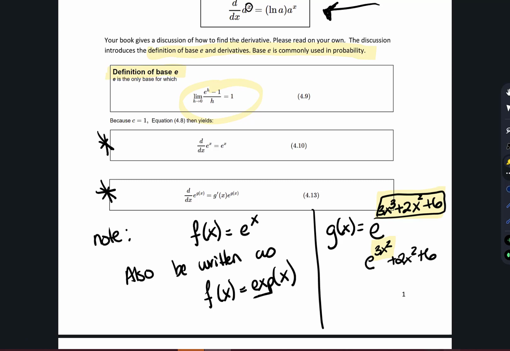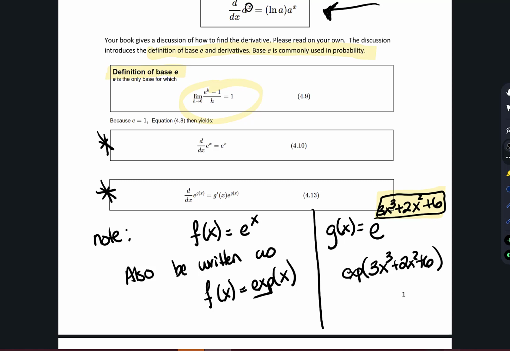And so that's one reason that instead, when we have that bigger function in the exponent, we'll write this as exp of 3x cubed plus 2x squared plus 6. So that way it's just clear that that entire function is in the exponent. And so again, that's a notation. Your book uses it a little bit, but later on, especially in probability courses, that second way is used a lot.